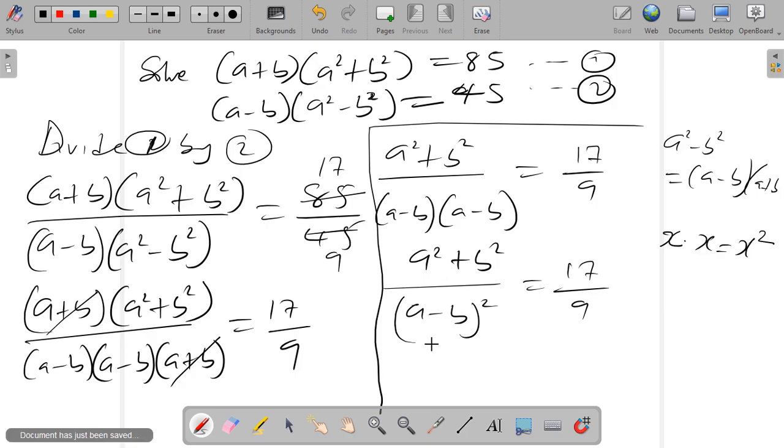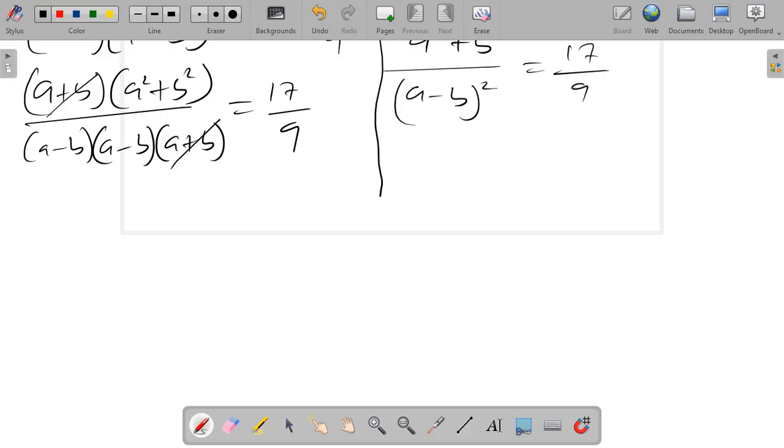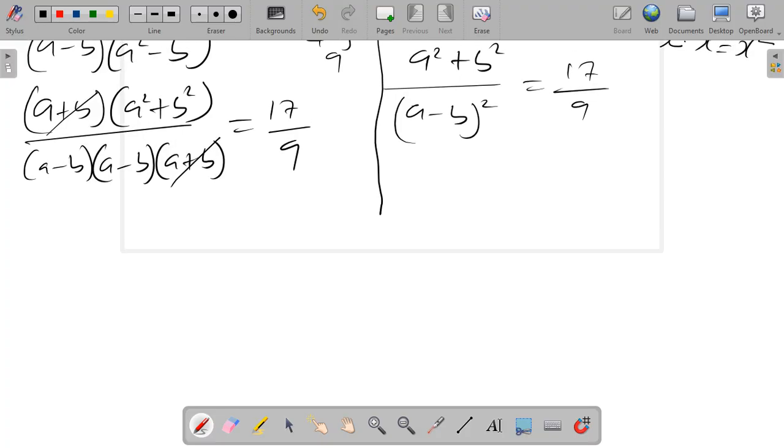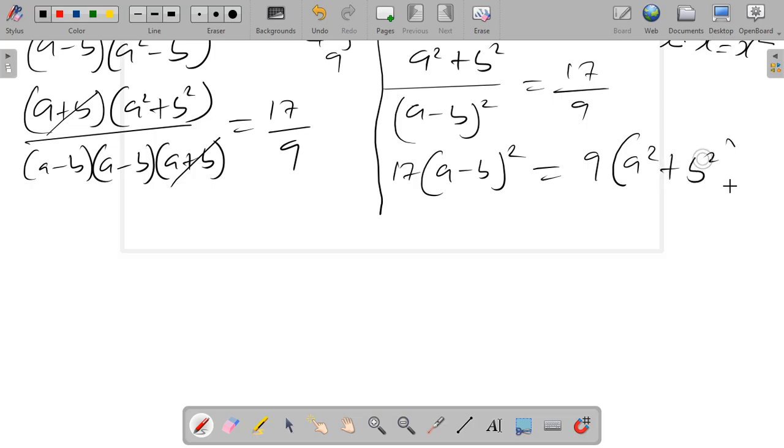Now I can cross multiply. If I cross multiply, 9 will go here and 17 will come here. So I have 17 into (a minus b) all squared is equal to 9 into (a squared plus b squared). Now when you have a square outside here, the best and easiest way to open the brackets is just to square the first one, multiply the first one and the second one, double it, square the second one. Very simple.